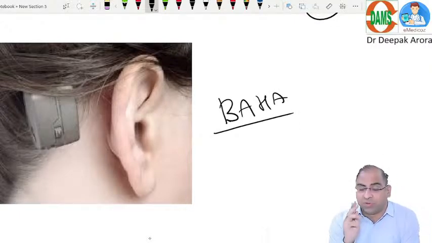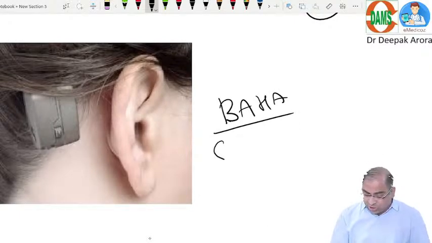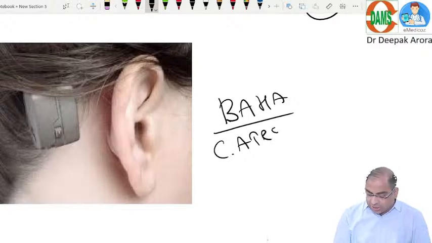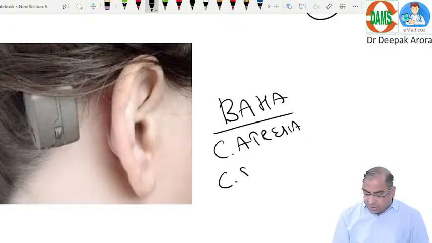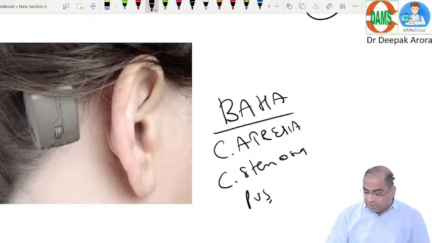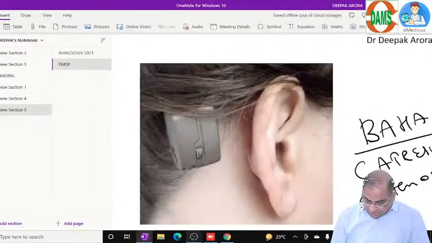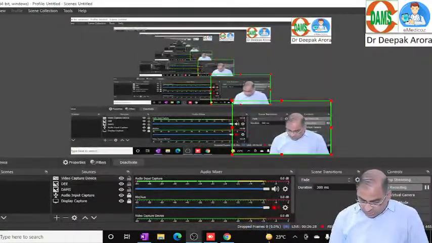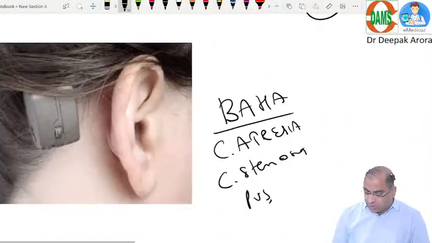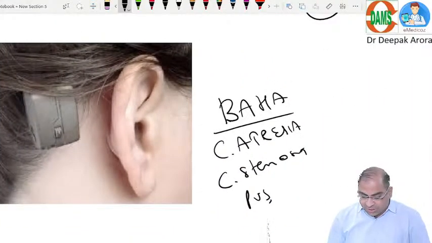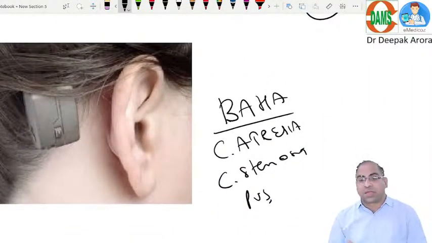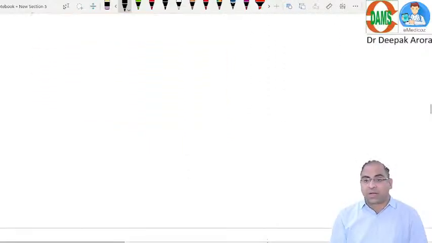If the examiner shows you something like this, a device over the mastoid, we call it BAHA, bone anchored hearing aid. Which are the three important indications? Three indications are canal atresia, canal stenosis, and pus in the canal. Always remember this point. Canal atresia, canal stenosis, pus in the canal. BAHA, bone anchored hearing aid.